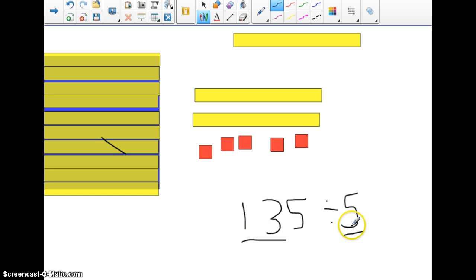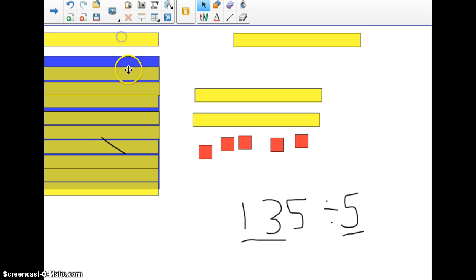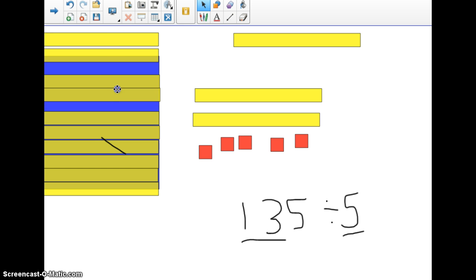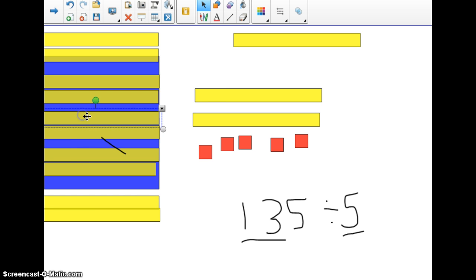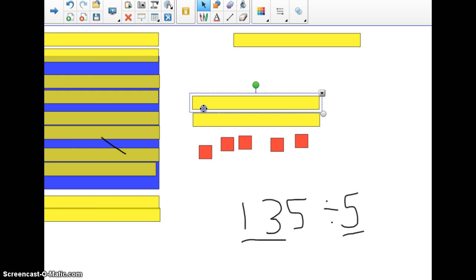We then can ask ourselves, how many groups of 5 can we make out of the 13? 13 divided by 5 is, without going over, 2. So what we can do is take our groups and make them into groups of 2. When we make them into groups of 2, we see that we have 1, 2, 3, 4, 5, 6 groups of 2 with 1 group left over. What do we do with this 1 group left over?